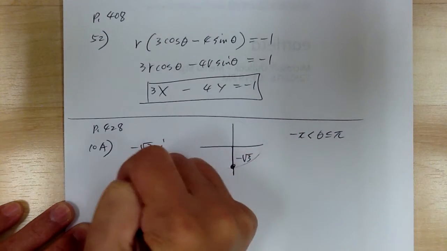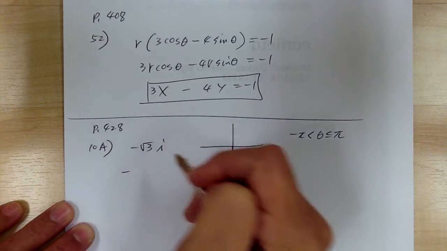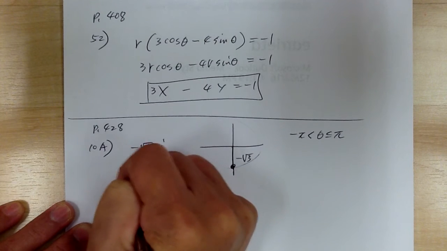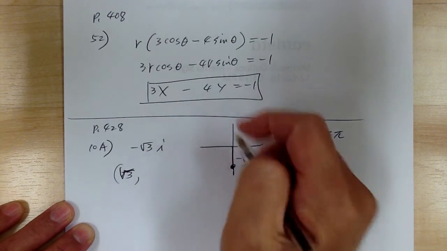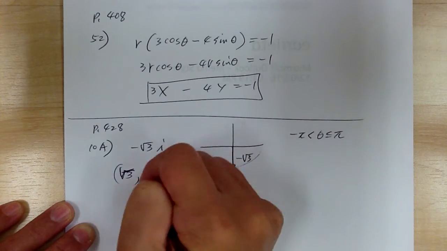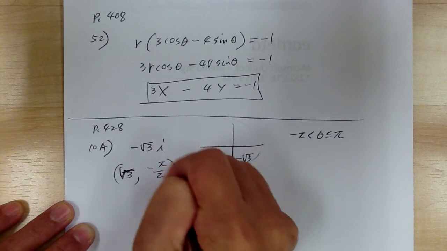So the angle would be negative. The radius would be square root of 3, because the radius is always positive, right? And the angle would be negative pi over 2. Okay.